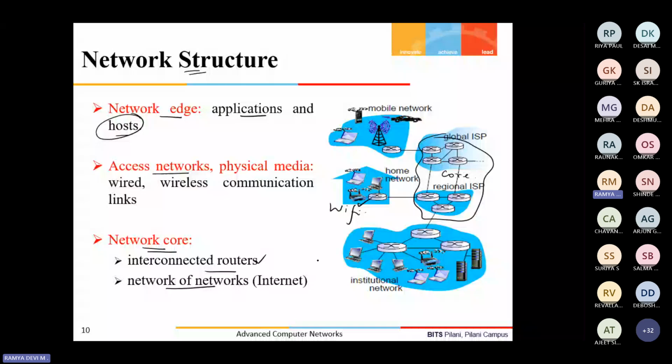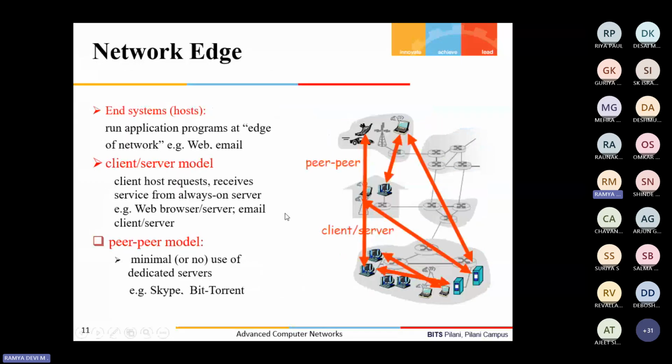So the network structure will have edge, access networks, physical medium, and the network core, right? So we'll see each and everything in detail. First one is the edge of the network. So edge is nothing but where your end systems will operate. Those are called hosts. So hosts will be located at the edge of the network. These are called end systems.